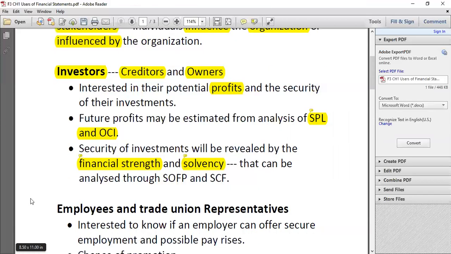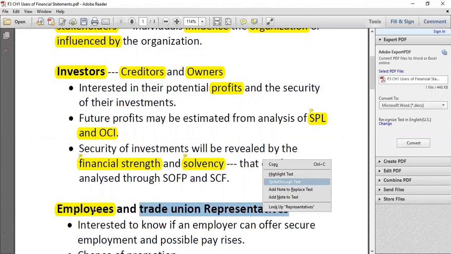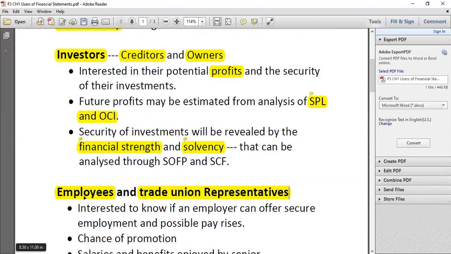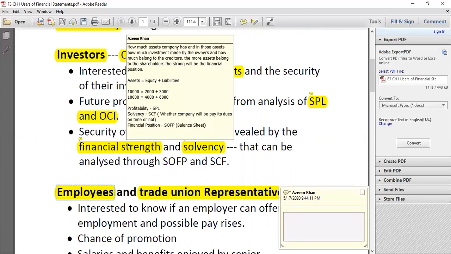Yes, sir. Okay. So the next user we have is employees and trade union representatives. What are the needs of employees? Employees are the workers. They are working in the organization for the sake of salaries or wages.